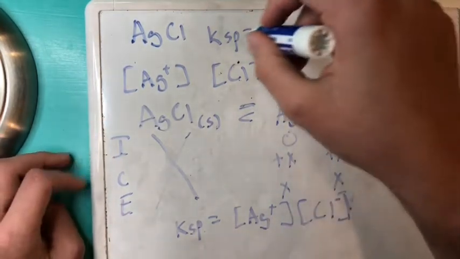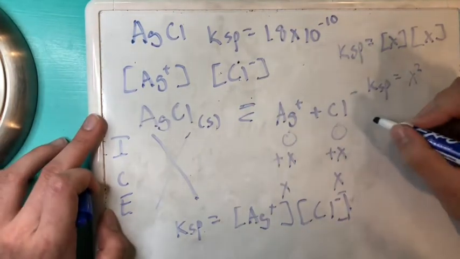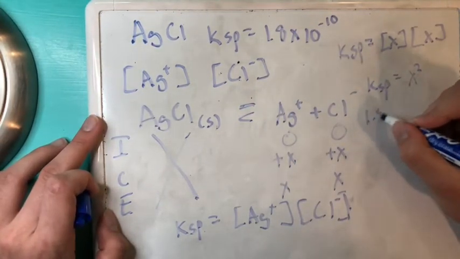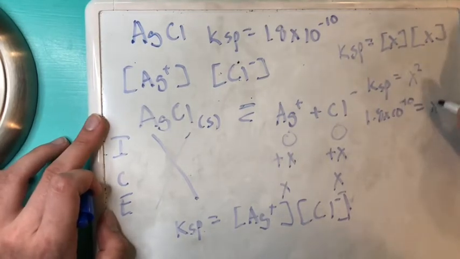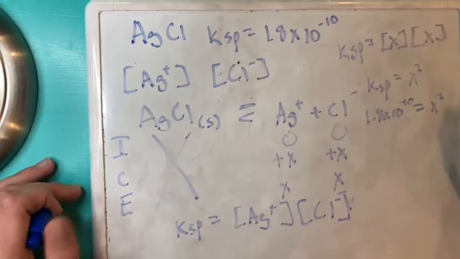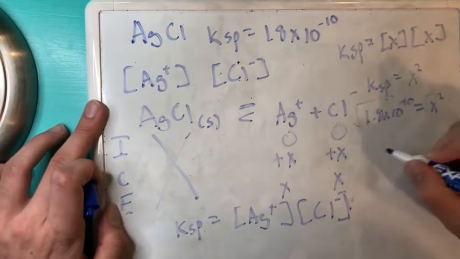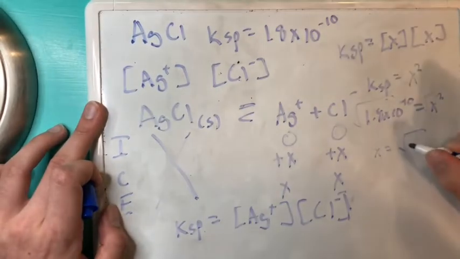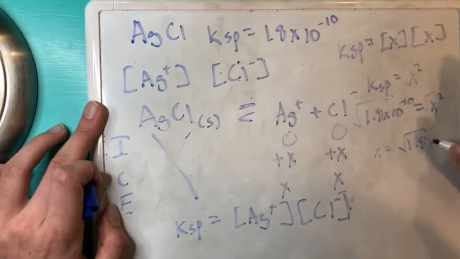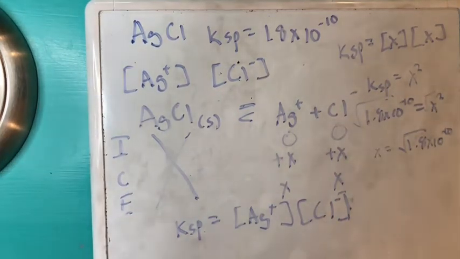And we can plug in our KSP from up here of 1.8 times 10 to the negative 10th. So 1.8 times 10 to the negative 10th equals X squared. And then from here it's just simple algebra, and we take the square root of each side. So our X equals the square root of 1.8 times 10 to the negative 10th. Just give me a second, I'll do this on my calculator.